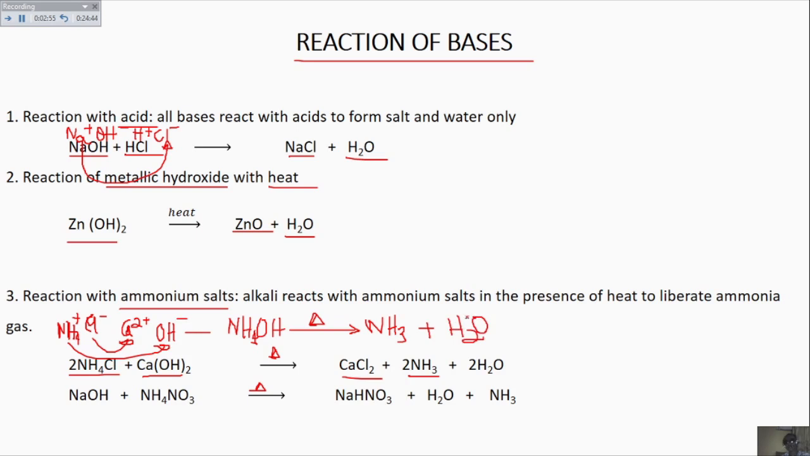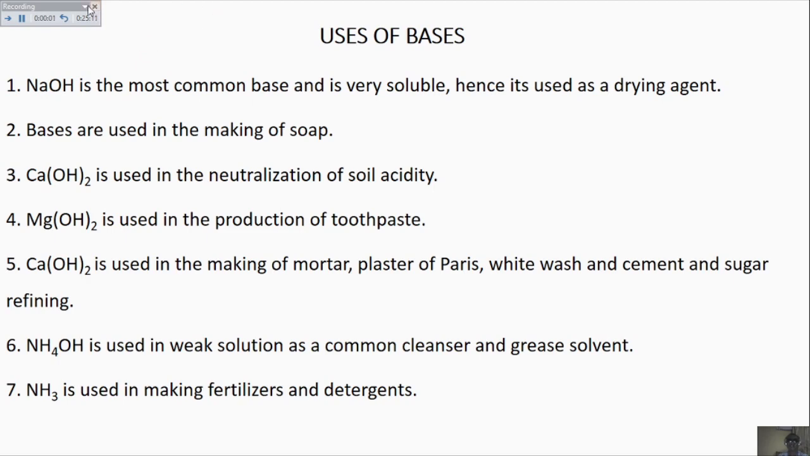Just like acid that will give CO2, carbon dioxide, when you react acid with carbonates. Therefore, in this particular case, they must give what we call ammonia gas. This is another way of even testing for a substance which is a base. Now, uses: sodium hydroxide is the most common base, and it is very soluble in water. Hence, it is used as a drying agent.